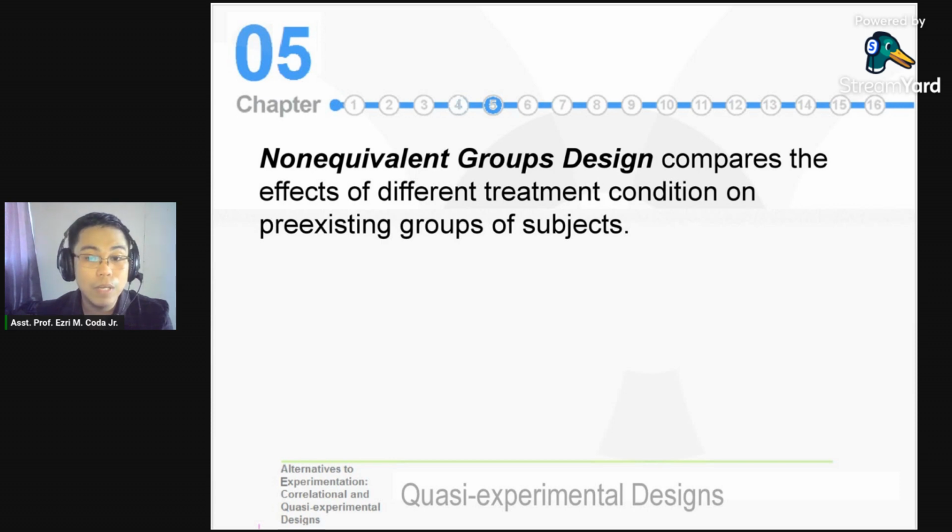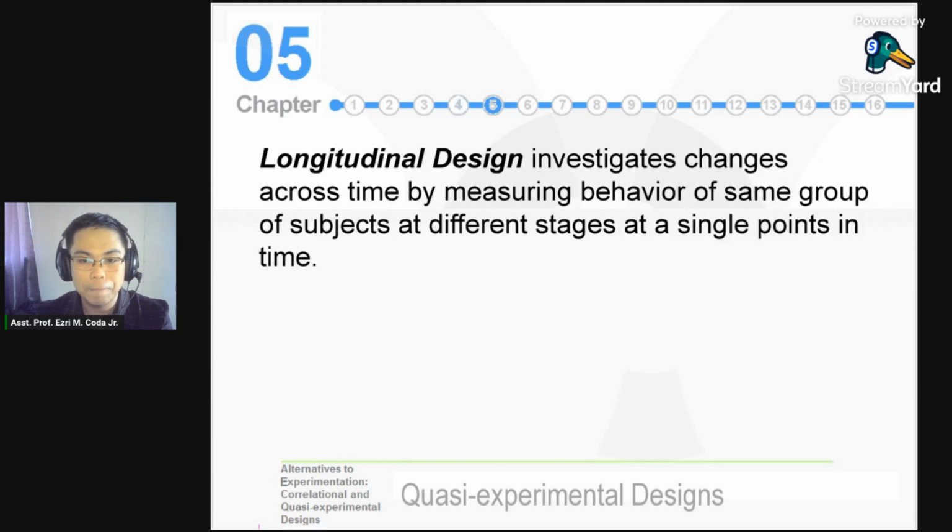Meron din tayong non-equivalent group designs. Ano ba ang non-equivalent group designs? So, it compares the effect of different treatment condition in pre-existing group of subjects. So, we have group A and group B, and then it compares the treatment condition for the control and experimental group. So, yan yung non-equivalent group designs.